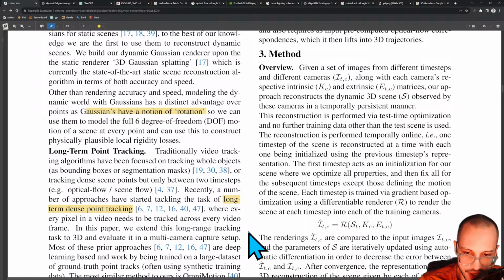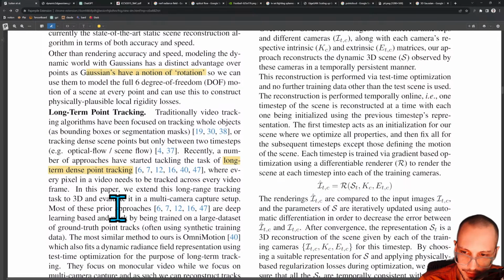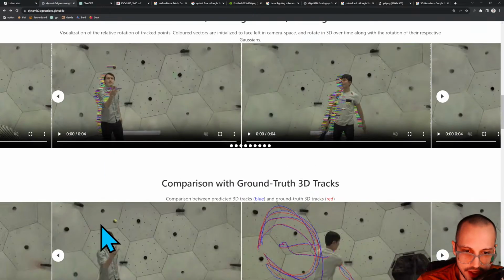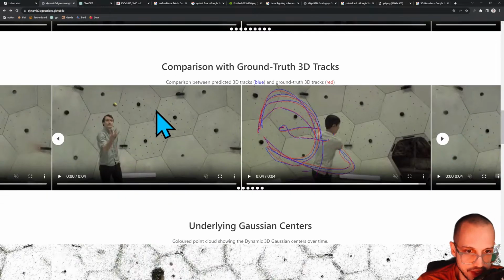We extend this long-range tracking task to 3D and evaluate it in a multi-camera capture setup. Most of these prior approaches are deep learning and work by being trained on a large data set of ground truth point tracks, often using synthetic training data. Yeah, a lot of these NeRFs use synthetic training data because they need to know the exact position of the cameras, but you don't really need to do that if you have one of these giant camera domes, right? You get that for free.